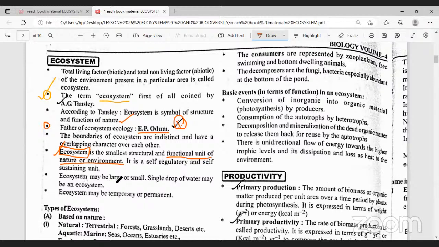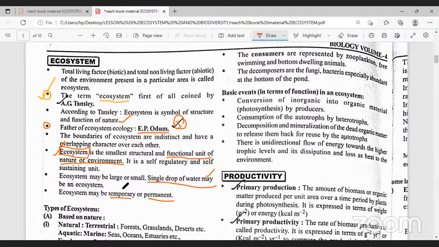And then, an ecosystem may be large or small, depending upon their biomes. They may be divided into two categories, large and small. A single drop of water may be an ecosystem, take an example. This is also important. Ecosystem may be temporary or permanent. These are another type according to their nature.